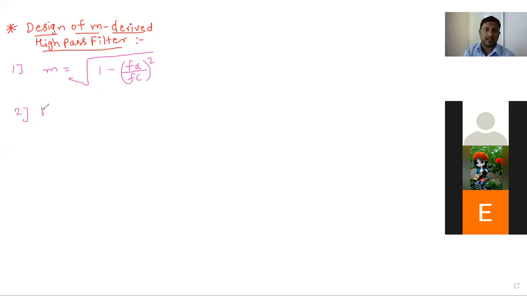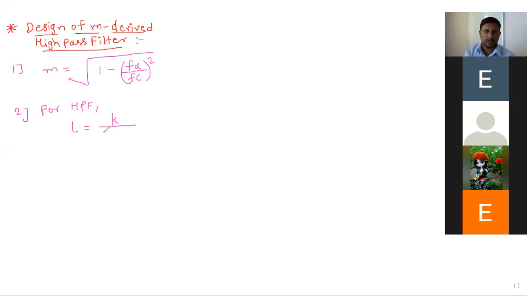Next, the second one, the equation for high pass filter. What is the equation of L? L is equal to K upon 4 pi FC, that remains same. Similarly for the capacitor of high pass filter, K is taken in the denominator. So C is 1 upon 4 pi K into FC, where FC is the cutoff frequency of high pass filter.